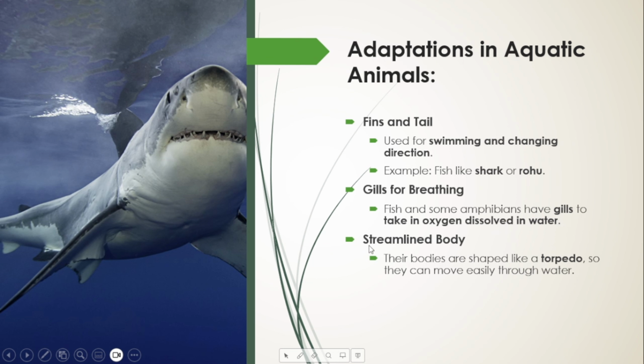Next adaptation, the third one, is the streamlined body. Their bodies are shaped like a torpedo so that they can move easily through the water. As you can see in this shark, the shape you can see is the shape of the fish, that is the streamlined body, and this shape helps them to move easily in the water.